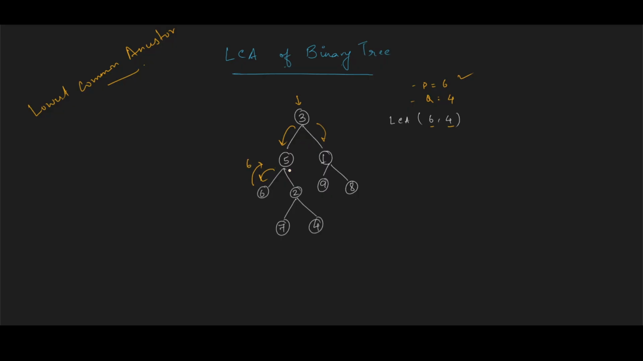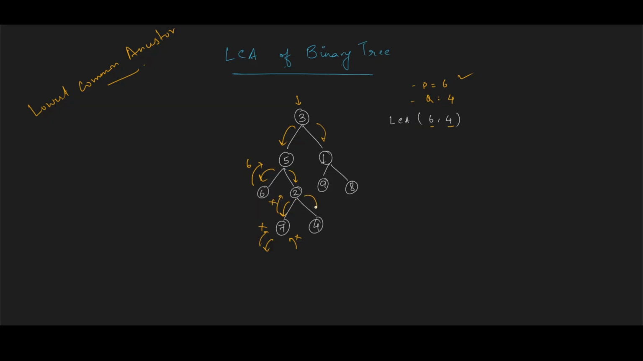Now we go to the right side of 5. We are at 2. Is 2 any of our targets? No. We go to the left of 2, which is 7. Is 7 in our targets? No, 7 is not. We go to the left of 7, but the left of 7 is null. In case of null, we simply return null. From the right also we return null. So 7 got null from its left and null from its right. If neither side finds anything, we return null. So from 7 we return null to 2.